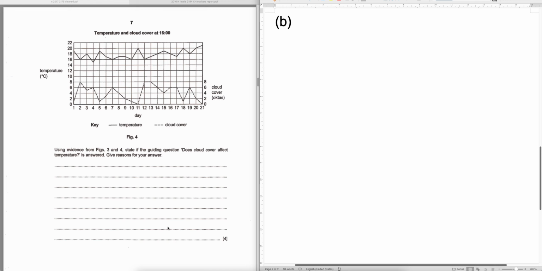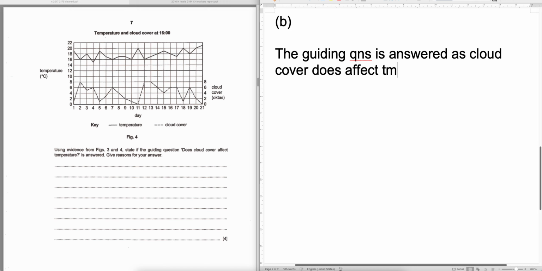Everyone, we're looking at the 2017 N Level paper for question 2, the weather and climate GI, question 2B. Now this is generally quite well answered. Most of you are able to say that the guiding question is answered, but answered why. It'd be better if you tell me that yes, the guiding question is answered as cloud cover does affect temperature.